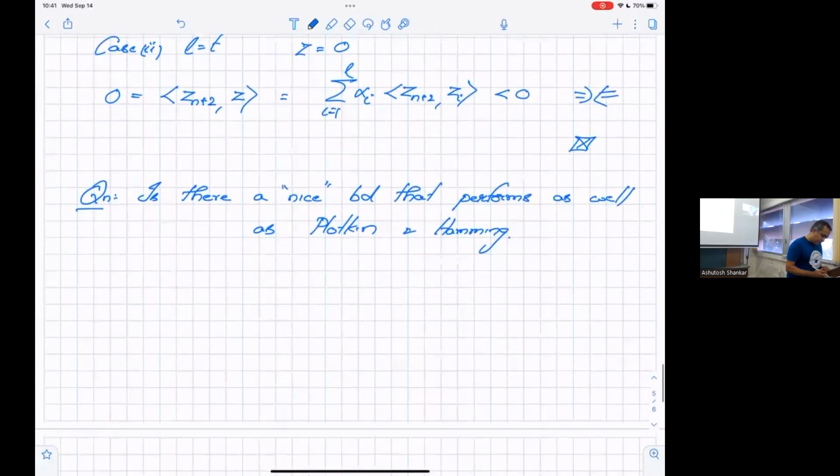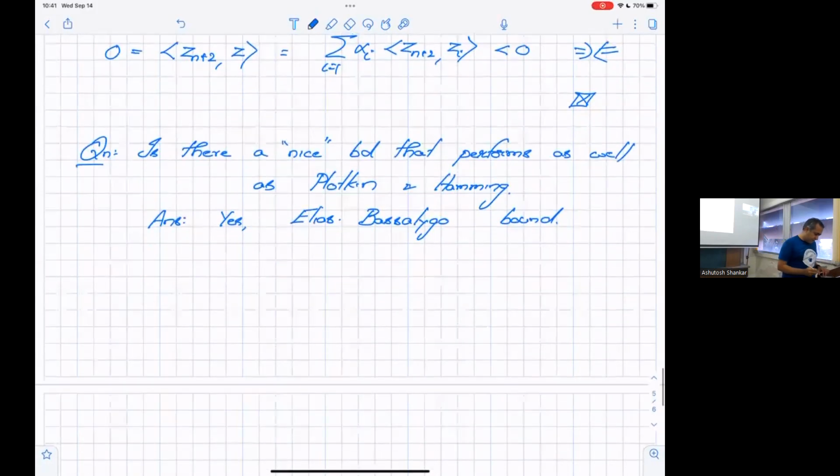Question asked, and the answer is yes, and this is the next point. Sometimes it's also called the Elias-Bassalygo-Johnson bound because there is a bound due to Johnson which is useful in proving this bound. So what is the bound for this?